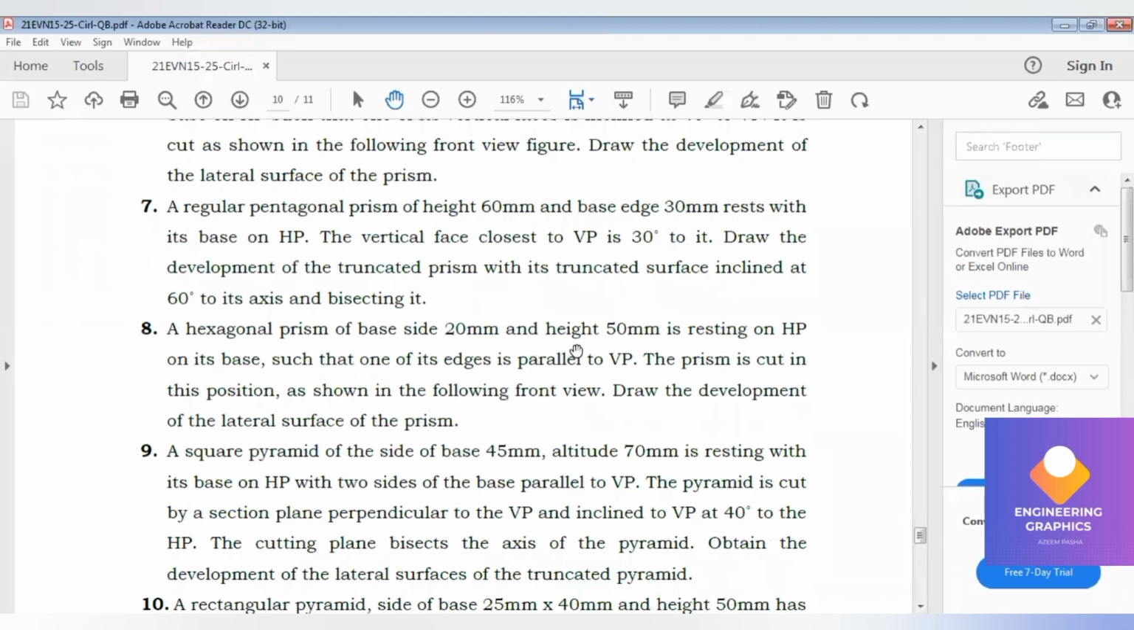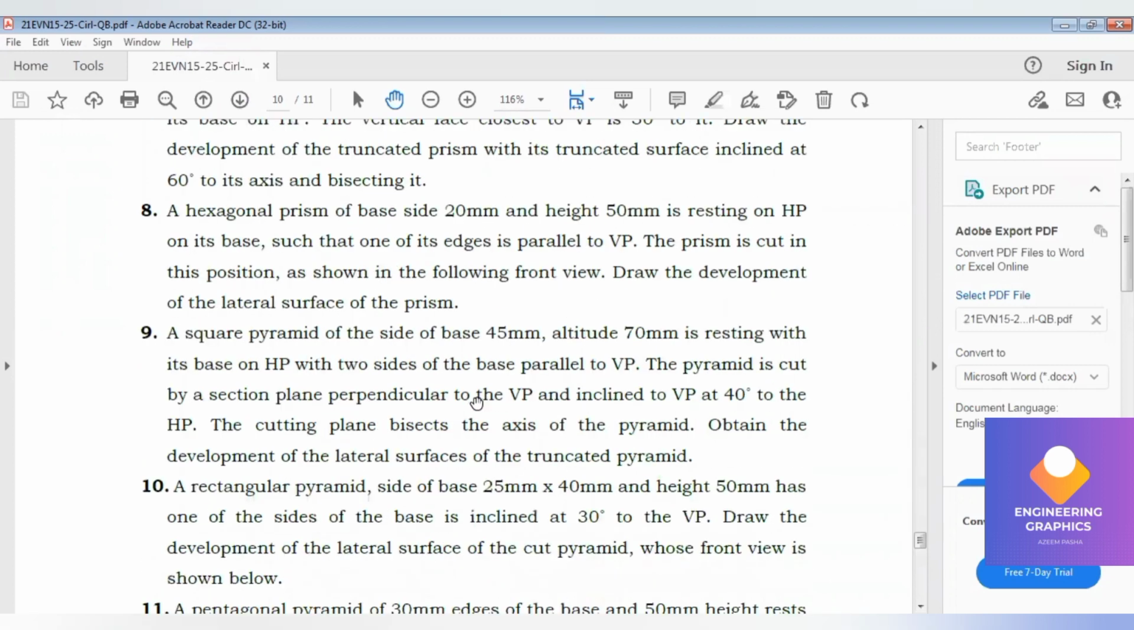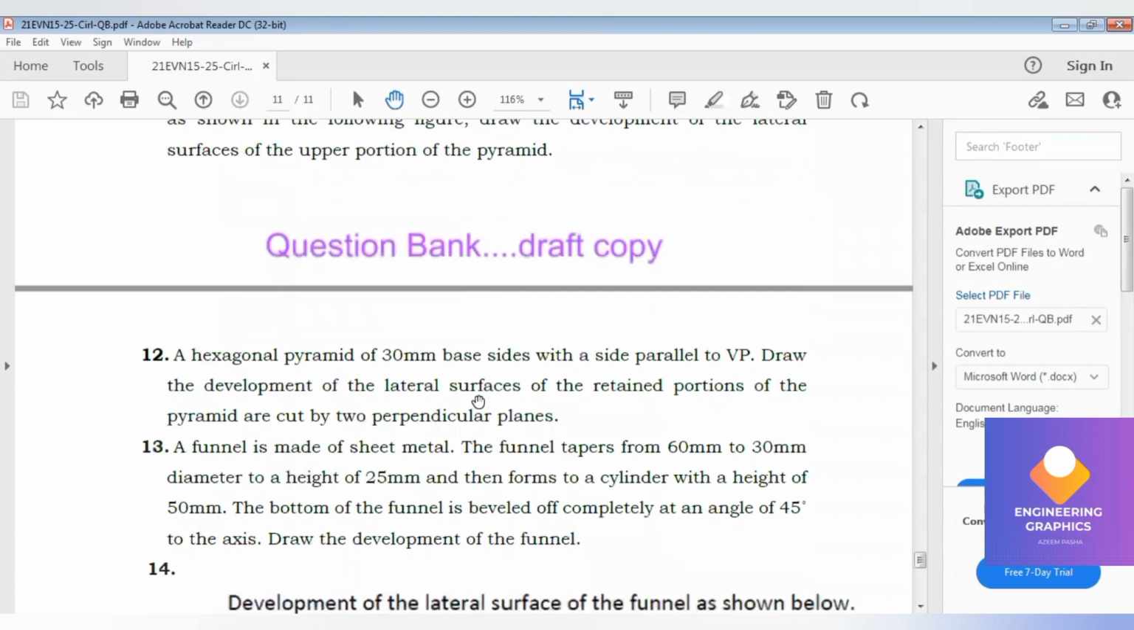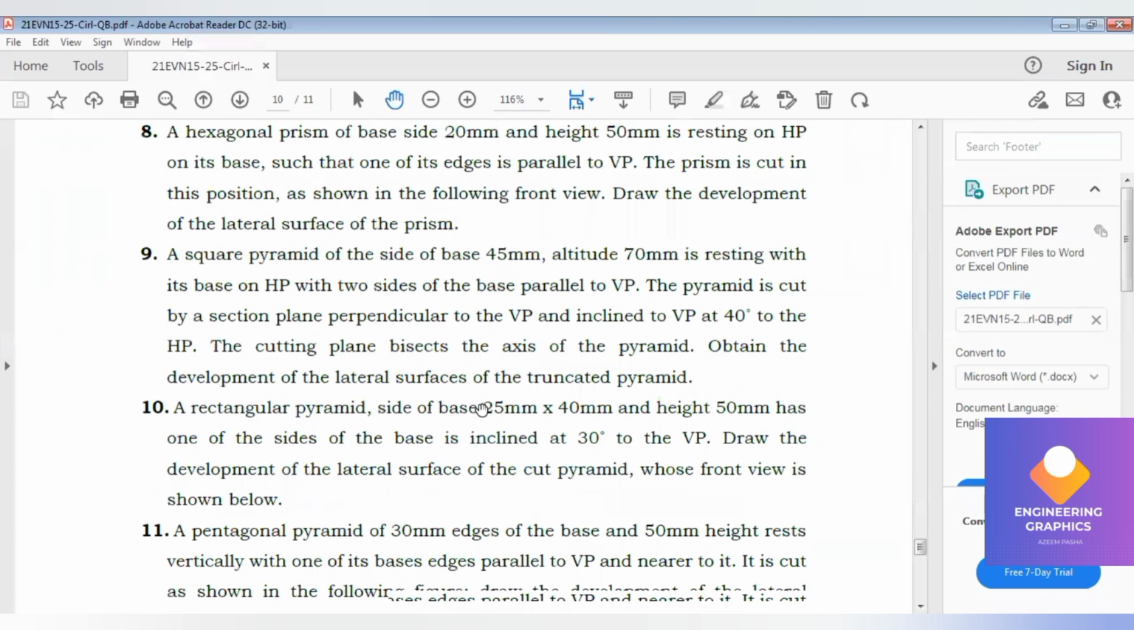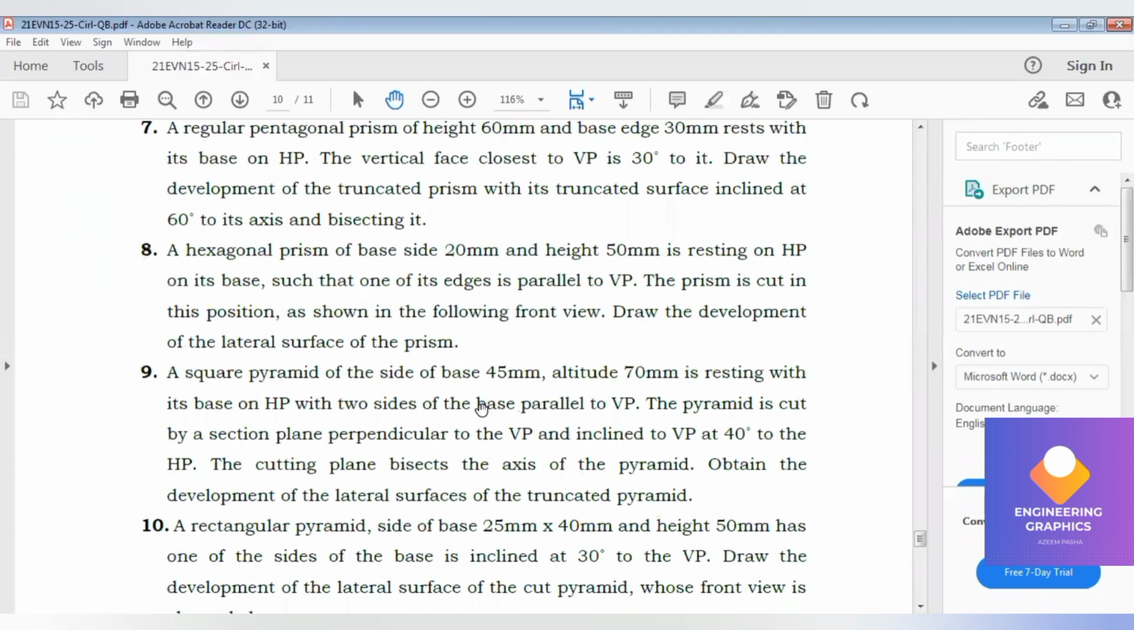Now we move on to the next problem. So you can see they have given in the problem, that is as shown in the following front view. That means they have not given mention in it. You can see that. So that's why I'm not doing problem number 8. I'm moving to problem number 9 here, because they have not given enough data there. That's why I'm skipping problem number 8 and moving to problem number 9.